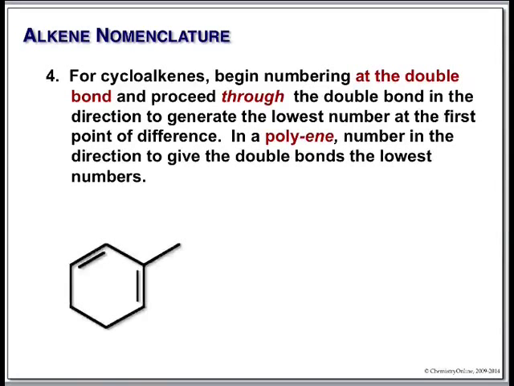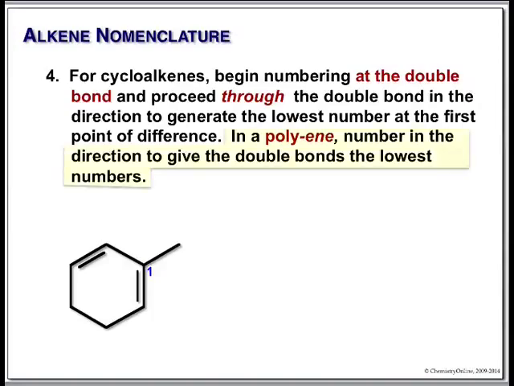Now here we're going to have to include numbers because we have more than one double bond. We would probably love to put this as carbon 1, so we would have a 1-methyl. But remember, we always want to give our double bonds the lowest number. So if we made this carbon 1, that would have to be 2, 3, 4, 5. It'd be a 1,5 diene, wouldn't it?